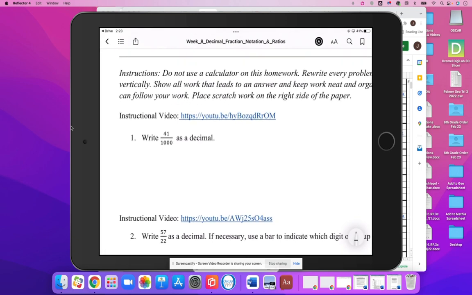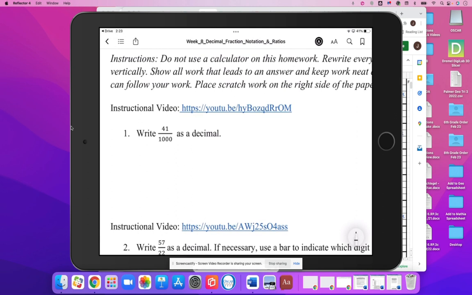The first is just to read the number as 41 thousandths. If we were to do that, we could say, okay, here's a decimal point, here's the tens place, here's the hundreds place, here's the thousands place. I need 41 thousandths. And so that would create a decimal that looks like that, 0.041.